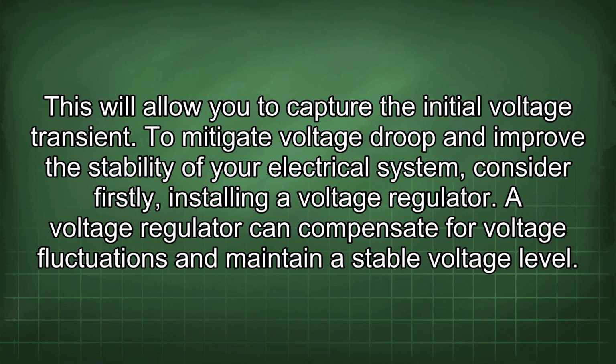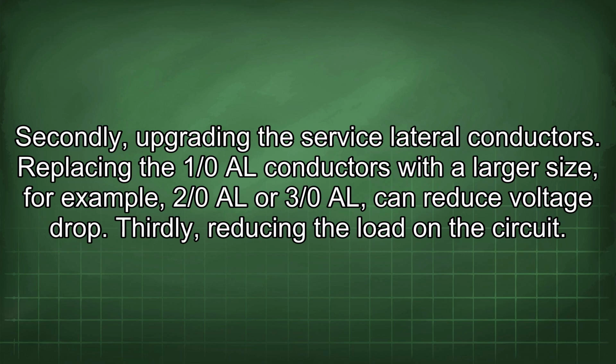To mitigate voltage droop and improve the stability of your electrical system, consider firstly installing a voltage regulator. A voltage regulator can compensate for voltage fluctuations and maintain a stable voltage level. Secondly, upgrading the service lateral conductors. Replacing the 1/0 AL conductors with a larger size, for example, 2/0 AL or 3/0 AL, can reduce voltage drop.